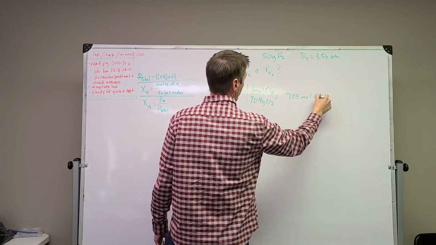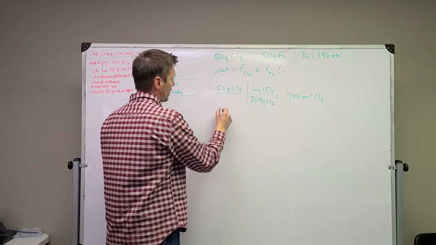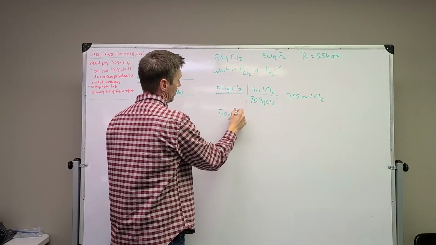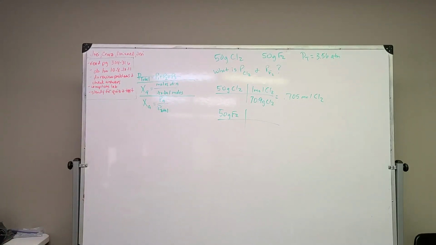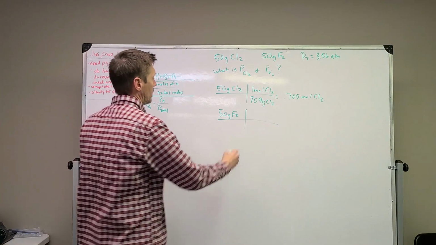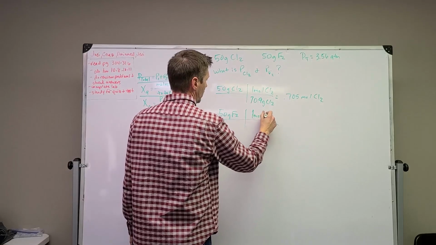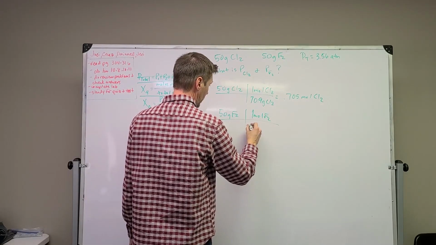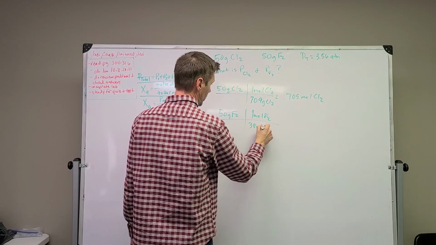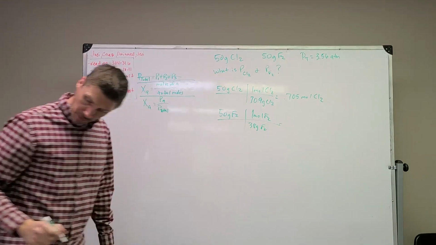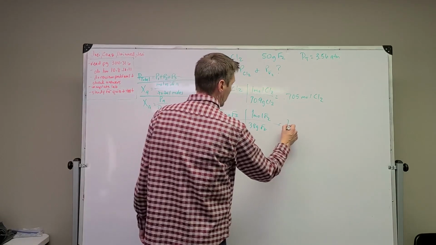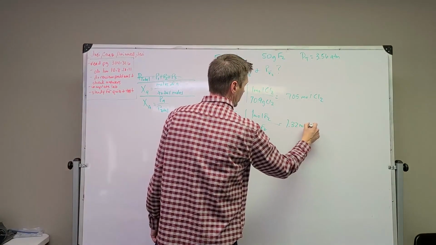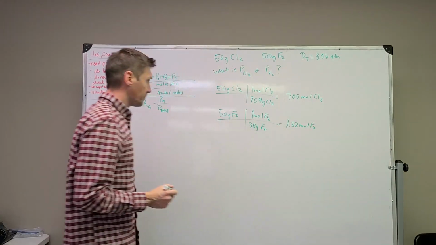50 grams of F2. Again, we go to the periodic table. We see that fluorine has an atomic mass of 19. So 1 mole of fluorine gas, since there's 2 of them, is going to be equal to 38 grams of fluorine gas. And so when we punch that in, we have 1.32 moles of F2. All right.